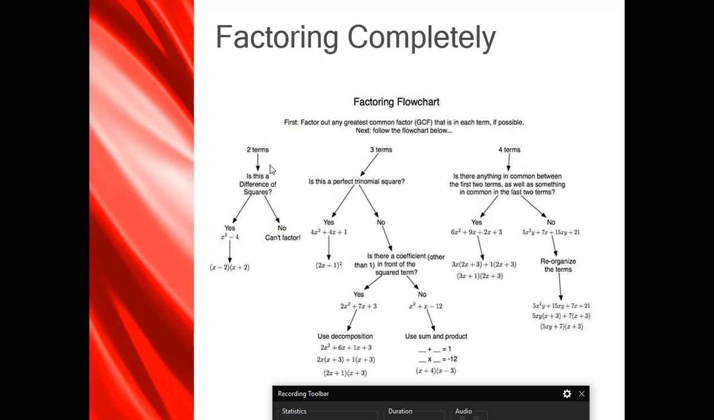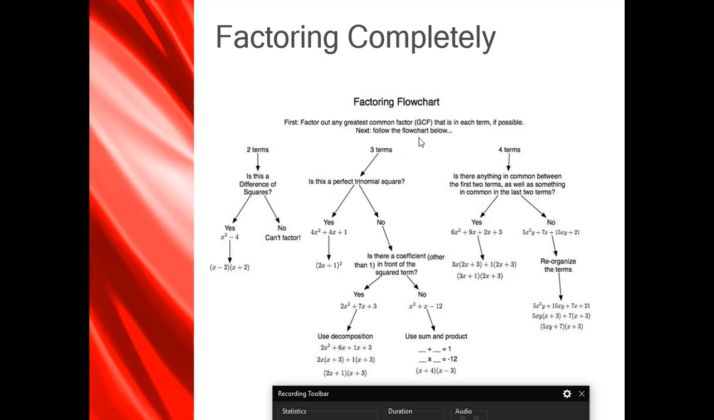If you follow the chart, it says that the first step you should always look at is, can you remove a greatest common factor from your polynomial or your trinomial? And if you can, you should remove that. And then you want to look at what's left over. So do you have two terms left over? Is it a difference of squares? If it is, you need to factor it further. If it's not a difference, so you don't see minus, it's likely that you can't go any further. So the flow chart says nope, you can't factor it, and you stop.